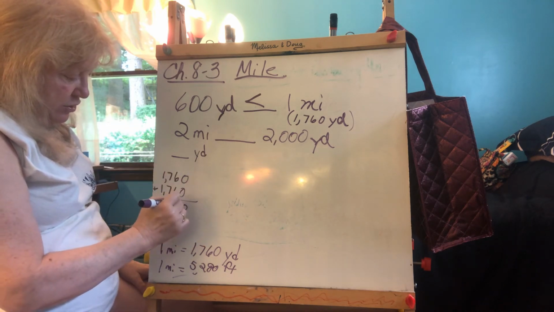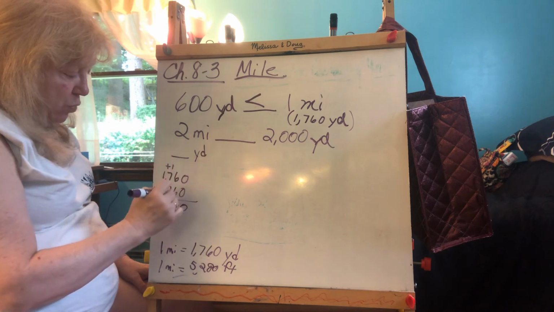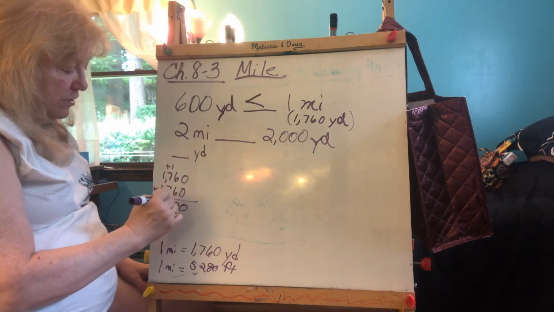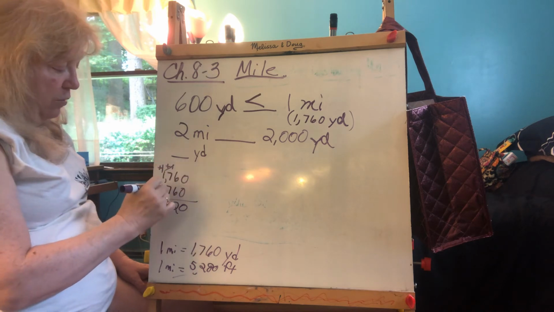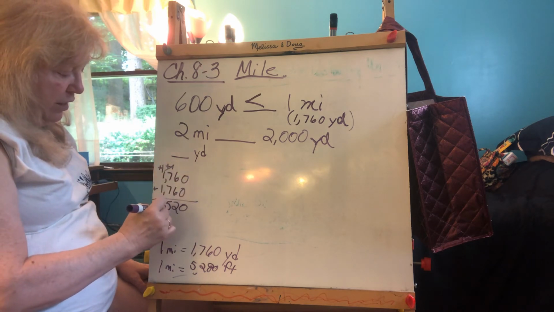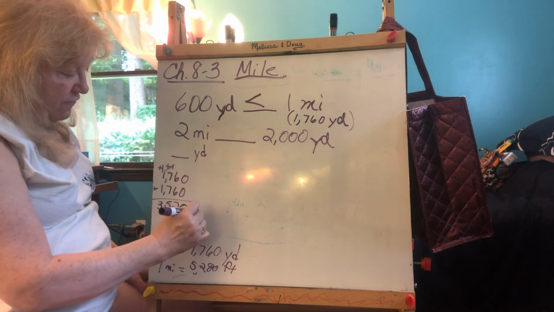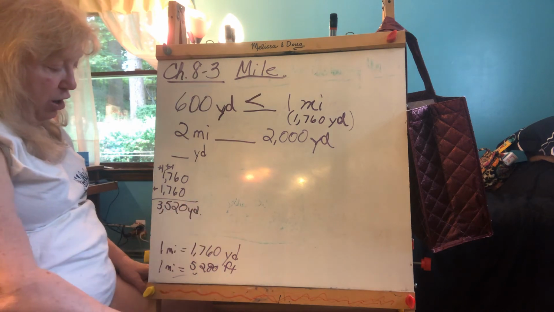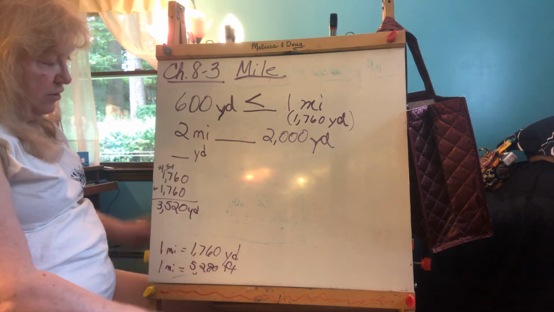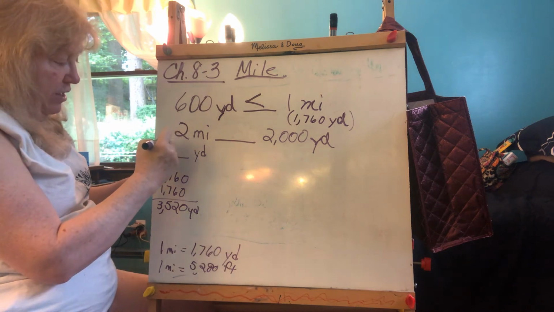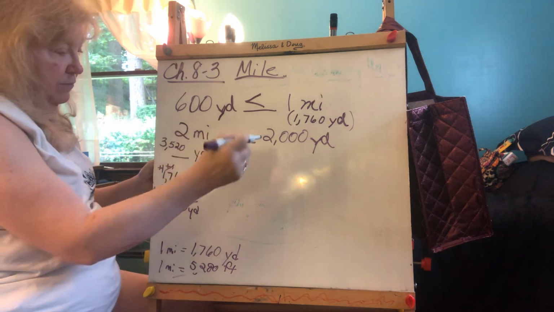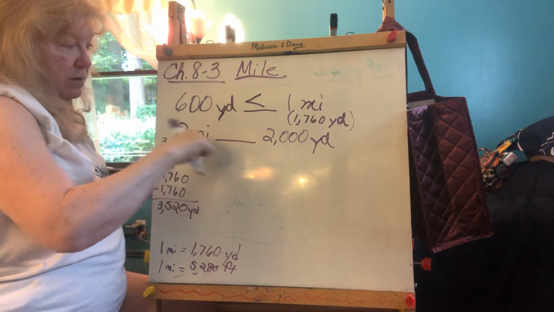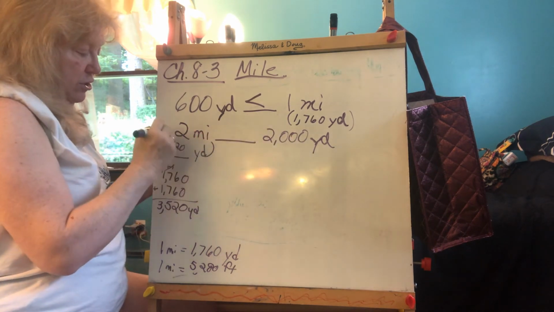0, 6 and 6 is 12. Write the 2, regroup the 1. 7 plus 7 is 14, plus 1 is 15. Regroup the 1. And 1 plus 1 plus 1 is 3. So 3,520 yards is what this equals. 3,520 yards.